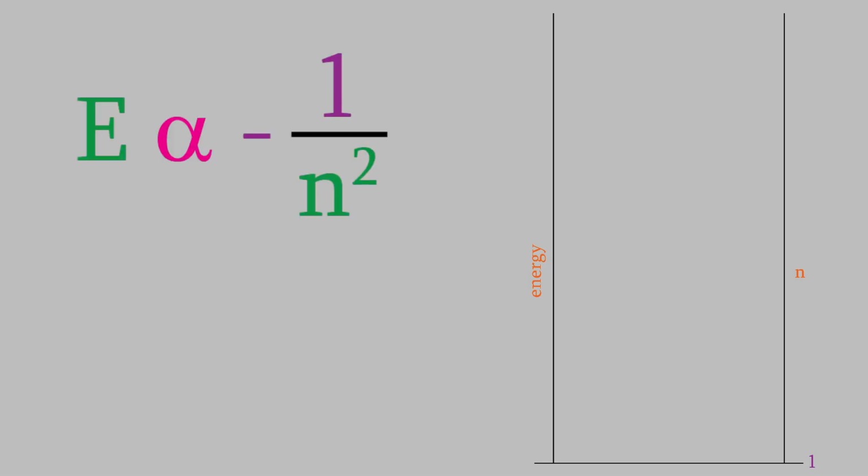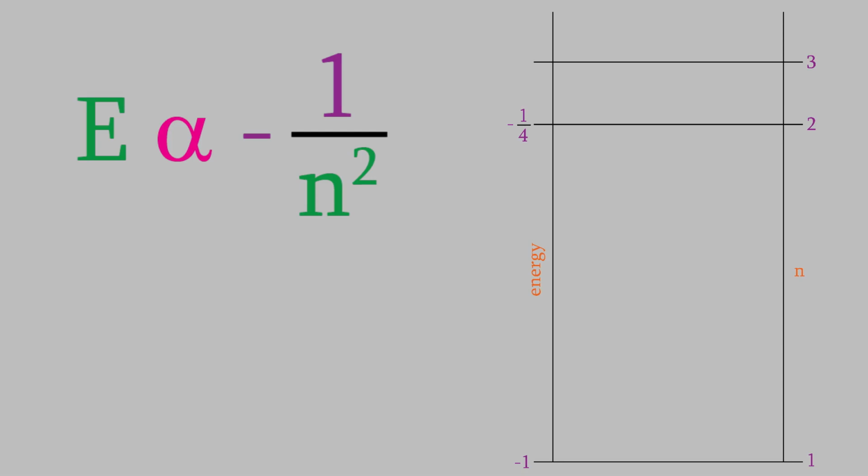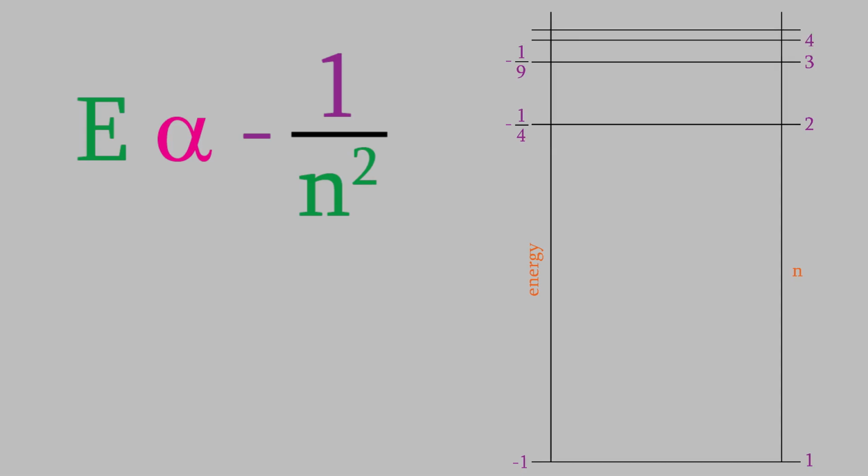We'll start with the first shell, where n equals 1. This formula tells us that the energy will be proportional to -1 over n squared. If we plug in 1 for n, that tells us E is proportional to -1. For the next shell, n equals 2, and that means the energy is proportional to -1/4. Next is n equals 3, which means that E will be proportional to -1/9. If we continue on, we get a diagram that looks like this. There's a lot of interesting information in this diagram.